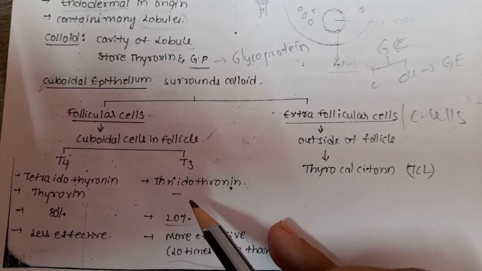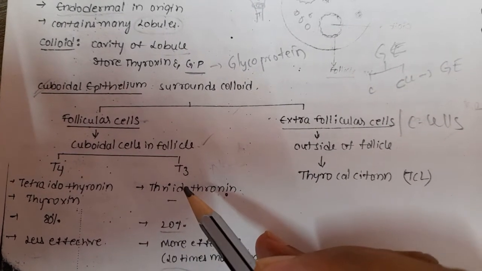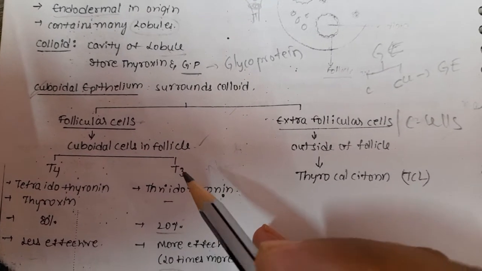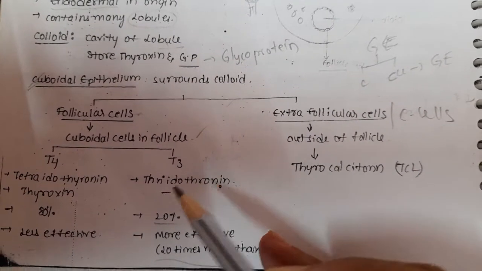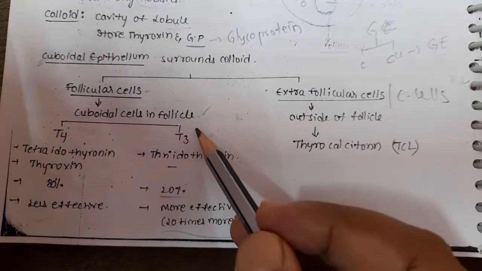Which is important for the formation of hemoglobin? Iron. Which is important for the formation of B12 vitamin? Cobalt. Which is important for the formation of chlorophyll? Magnesium.